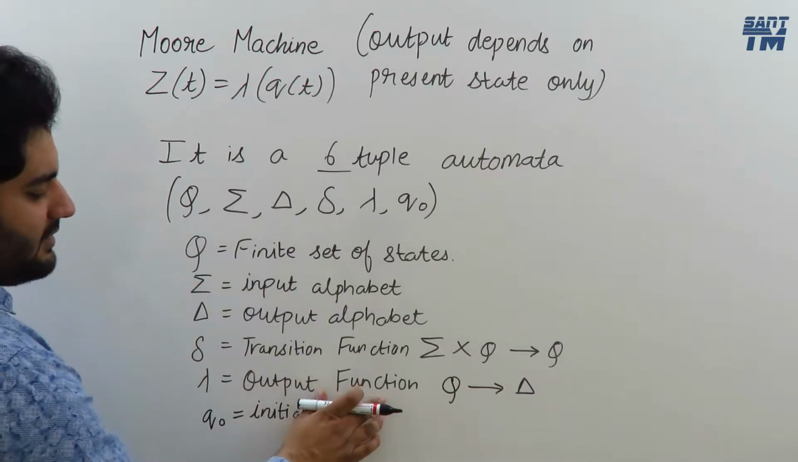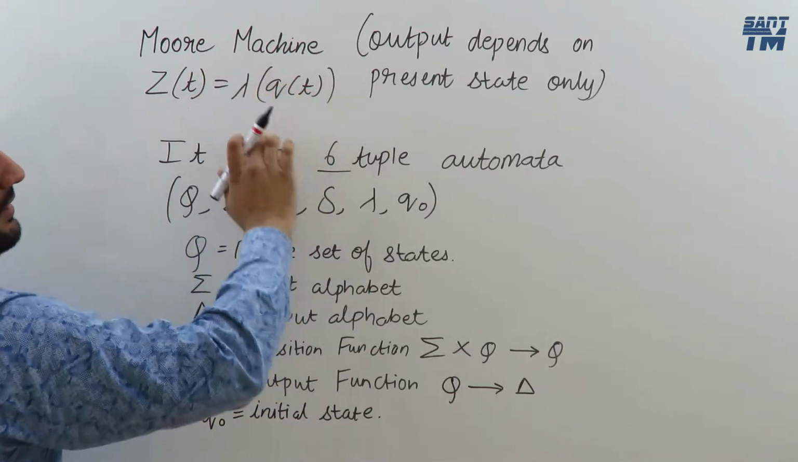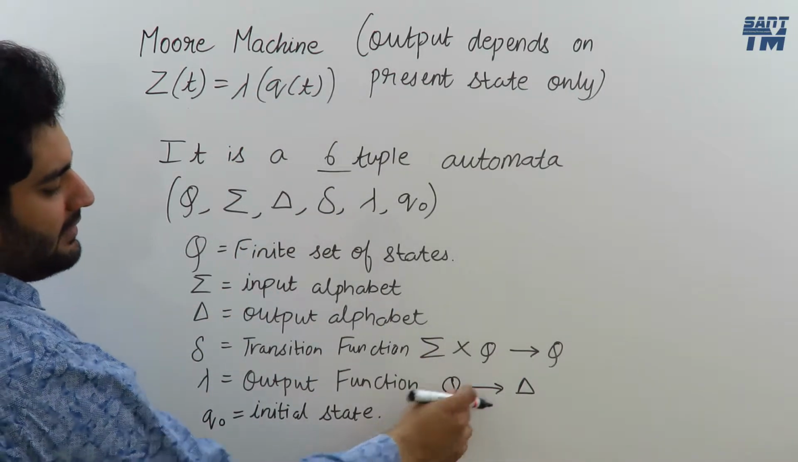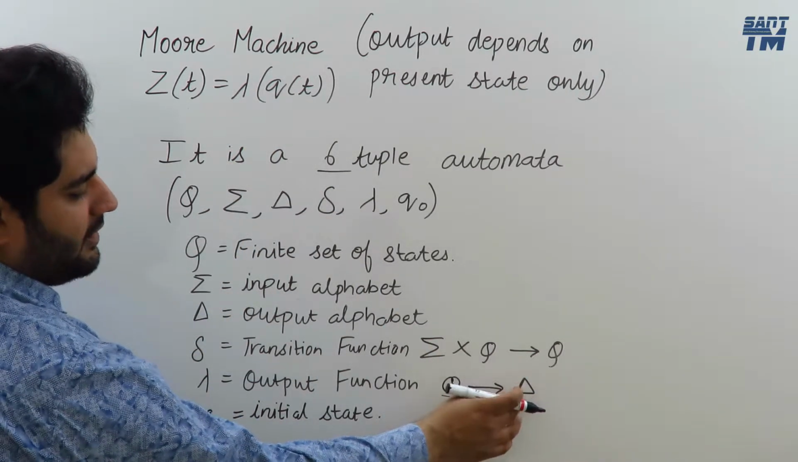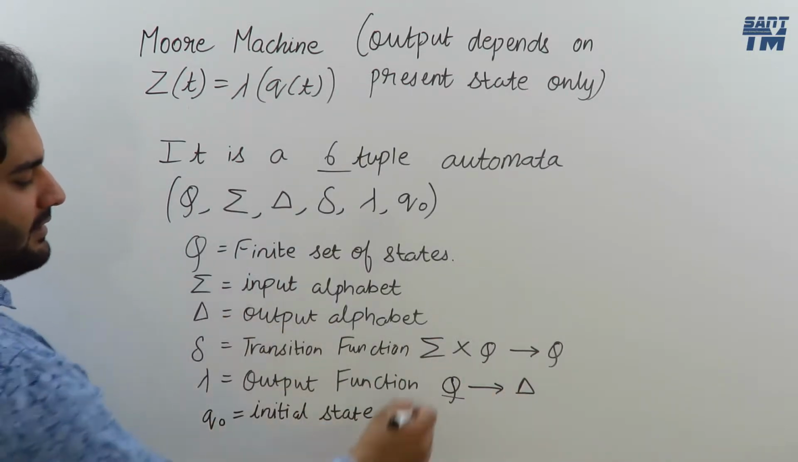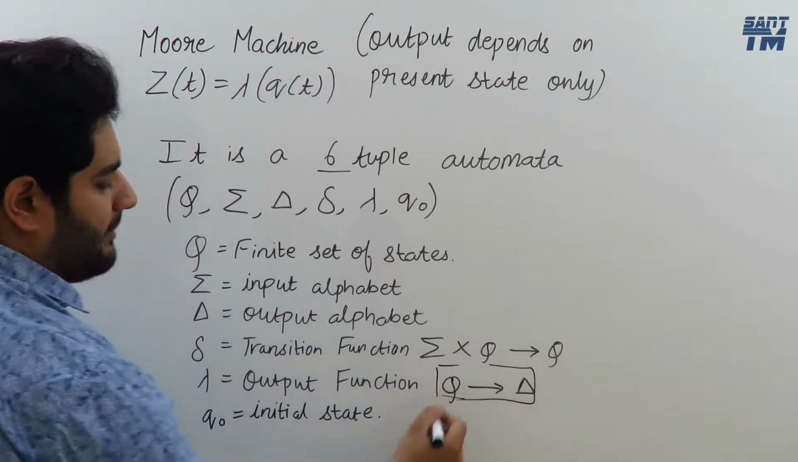Lambda is the output function. In the case of Moore machines, output is only dependent on the present state. Therefore, any state will produce some output. That output will consist of symbols. Those symbols are a part of this output alphabet. This is the meaning of this Q maps to triangle.